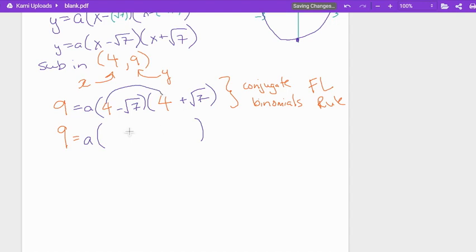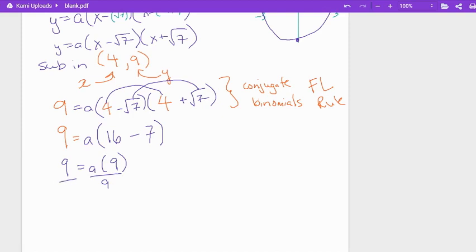So first times first, 4 times 4 is 16. Minus times plus is minus. Root 7 times root 7 is 7. If you need a review of that, you go back to the last unit, come in and ask me. 9 equals a times (16 minus 7), which is 9.